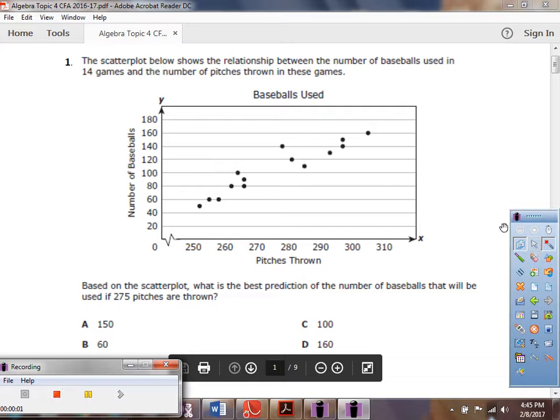Alright, I'm going to be going over the test, so that way those of you who want to retest, you can do so on Friday.